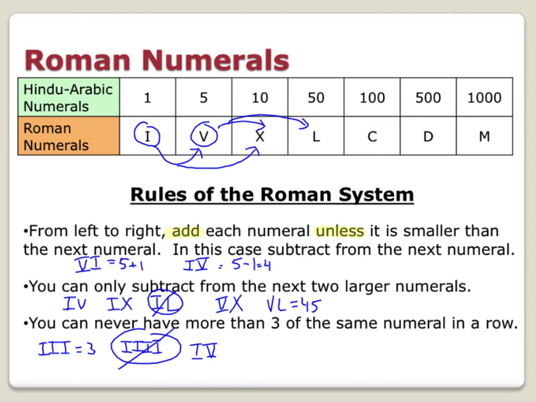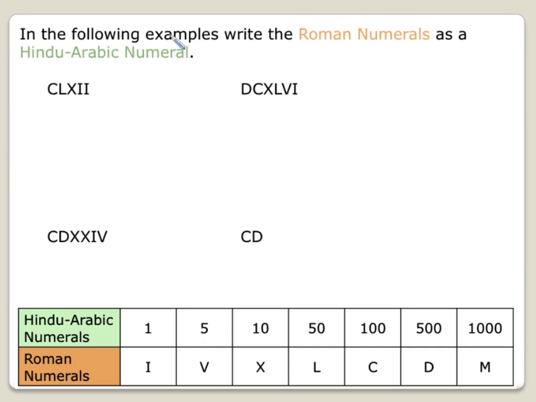Let's give some of these a try. So in the following examples, let's write the Roman numerals as Hindu-Arabic numerals. When we're starting off with this, let's just translate these into our numbers. So a C is right here, and it's 100. You can think of like century. That might help you remember it.